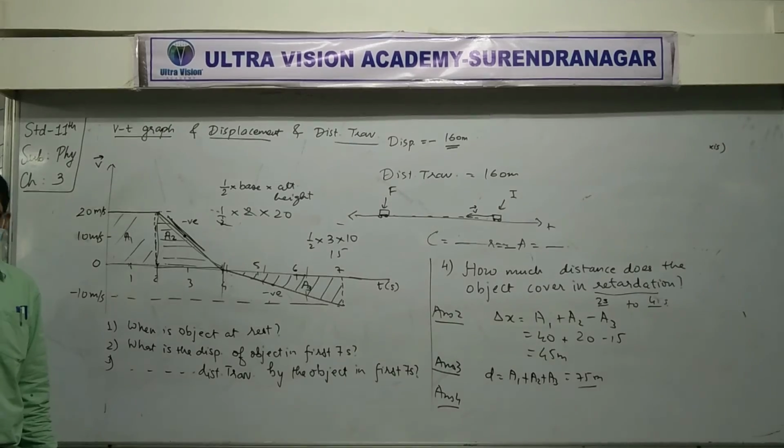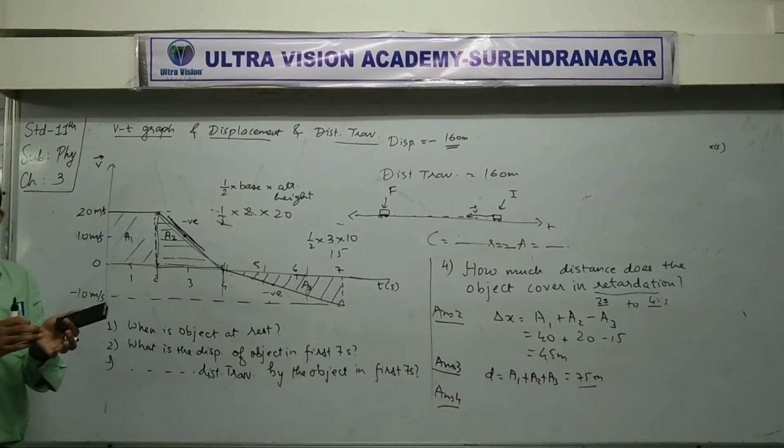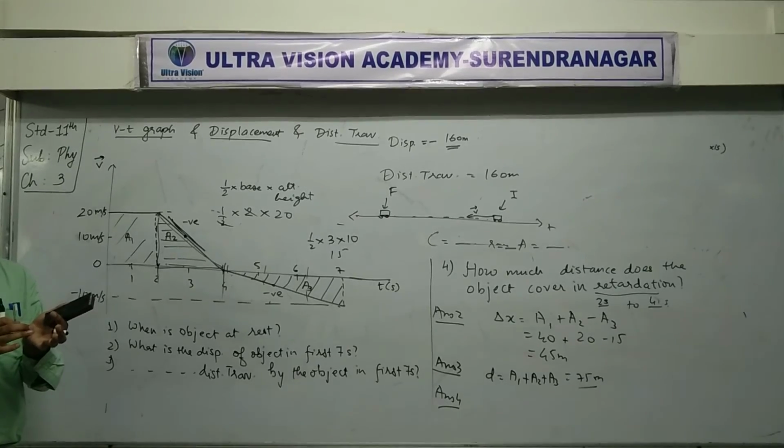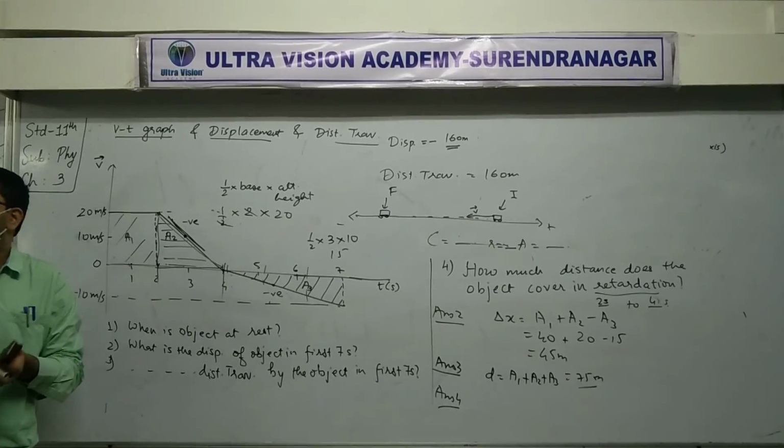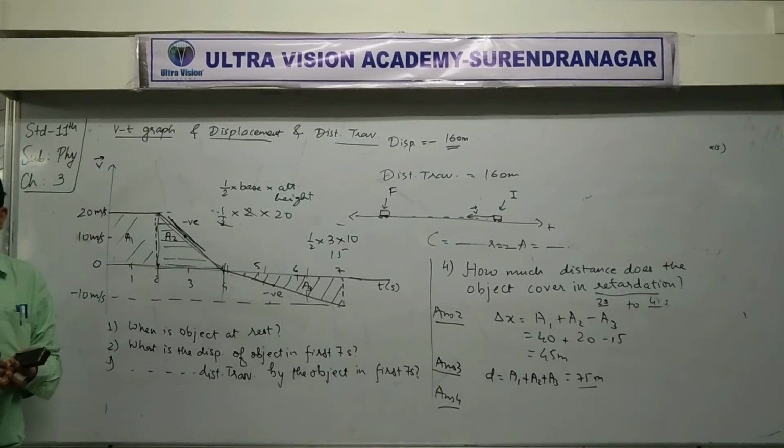Area between the graph and axis. Yes, here what's your answer? 20 meters. Sure. 20 meters. Clear or not? Yes. Who understood that?